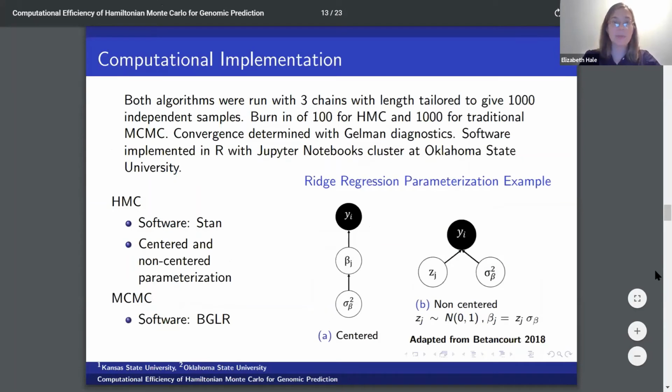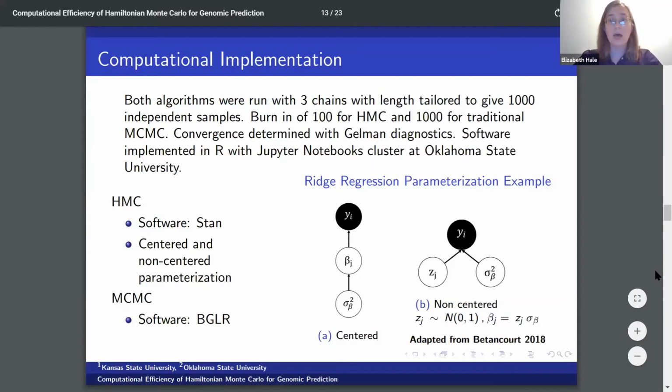As far as actually implementing our algorithms, they were both run using R. HMC was implemented using a software called Stan, whereas traditional MCMC with Gibbs sampling was implemented using the software BGLR. They were both run for 3 chains with a length that varied depending on how long it took to get 1,000 independent samples. The burn-in used was either 100 or 1,000, depending on what was needed to get convergence as determined with Gelman diagnostics.